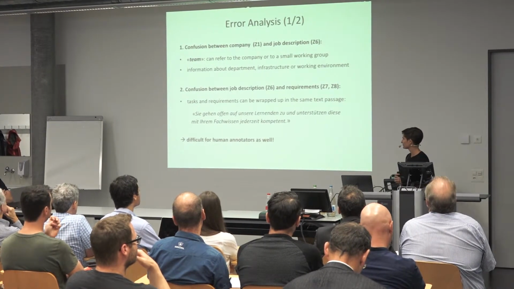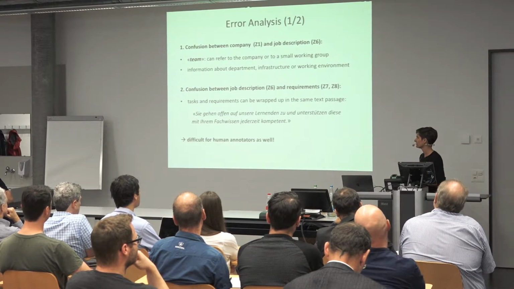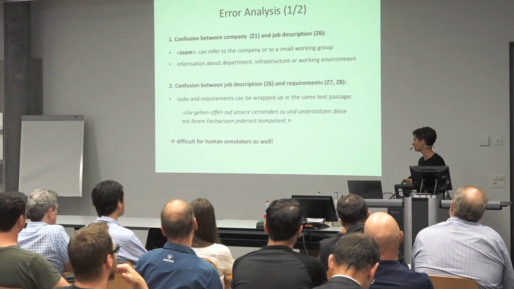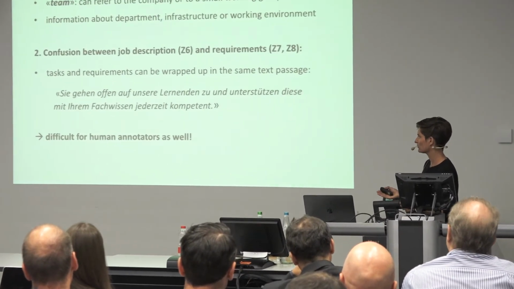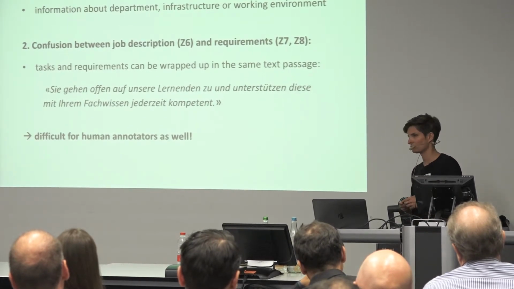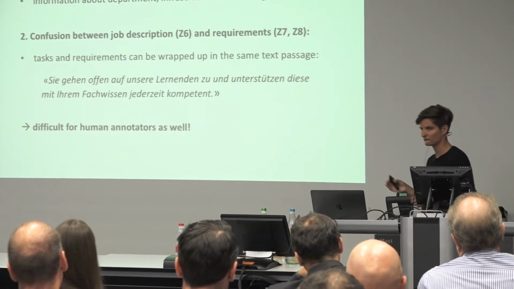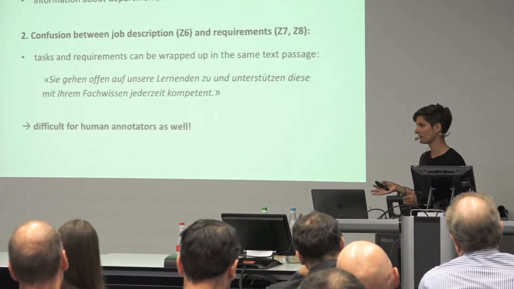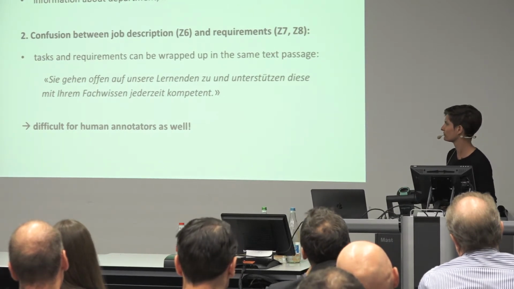And the second confusion between the job description and the requirements appears because they can be wrapped up in one and the same text part. For instance, in a sentence like, Sie gehen offen auf unsere Lernenden zu und unterstützen diese mit ihrem Fachwissen jederzeit kompetent. Here also for human annotators, it's quite difficult where to split the sentence into the task and into the skills that are required to perform the task.